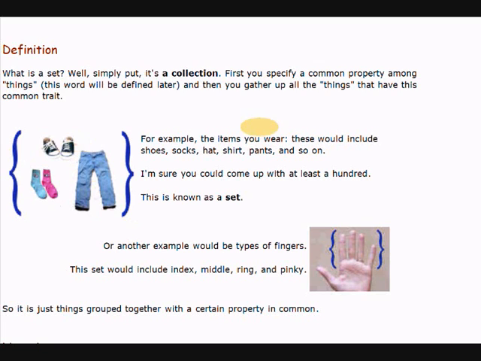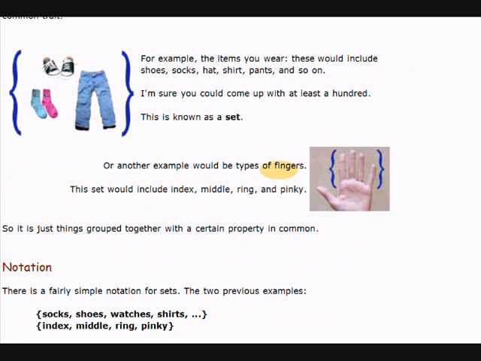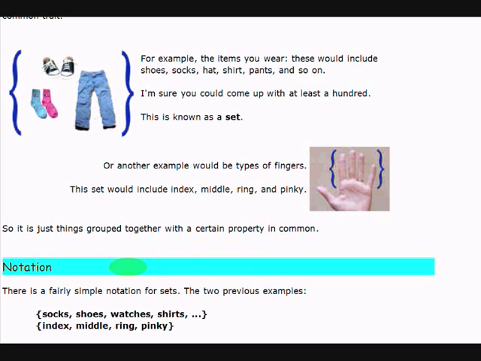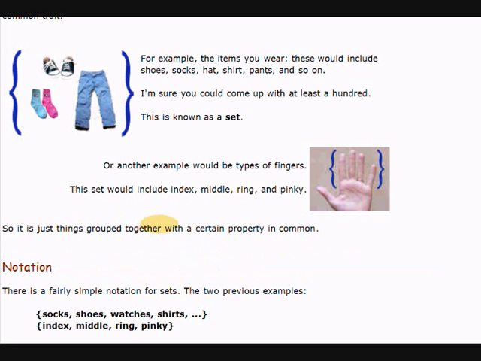Another example of a set may be types of fingers: index, middle, ring. You can call this a set of fingers. Just things grouped together with a certain property in common. You should have some property in common. You could not have the hand here, right? Here you have things like whatever you wear. Here only the fingers. Things grouped together with a certain property in common.